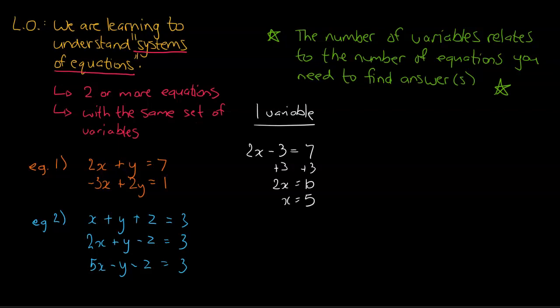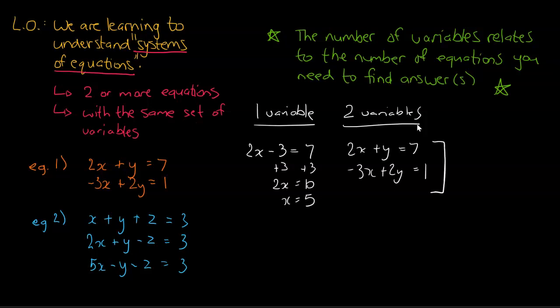The next one, for example, maybe you've got two variables, two things that you don't know about. And you'll see the equations we had before. We had 2x plus y equals 7, and we had negative 3x plus 2y equals 1. So you see we've got two letters, we've got x's and y's. So to actually solve that, we would need two equations to do that.